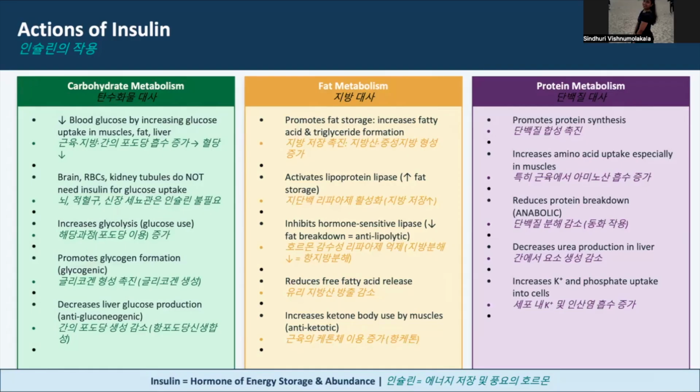Other miscellaneous actions include that insulin directly decreases the urea output from the liver and increases uptake of potassium and phosphate. Insulin increases potassium entry into the cell, thereby decreasing extracellular potassium. Overall, insulin is glycogenic, anti-gluconeogenic, anti-lipolytic, anti-ketotic. So it favors the storage of absorbed nutrients and is a hormone of energy storage or hormone of abundance.